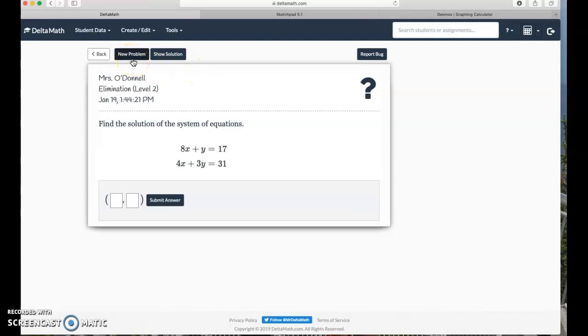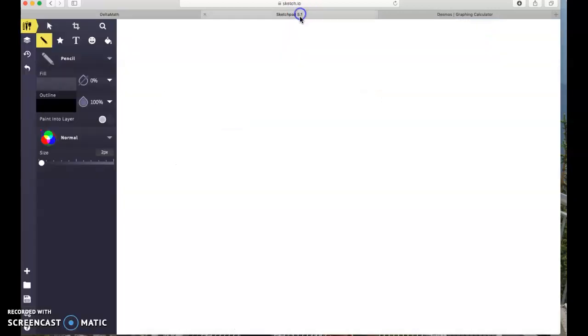Go ahead and hop over to, I'm going to go to my sketch pad. I have to write it down twice since I can't see once I'm on my sketch pad. So let's see here. We've got 8x plus 1y equals 17 and 4x plus 3y equals 31. Okay, so right off the bat, I see two ways that we could adjust this system, right?